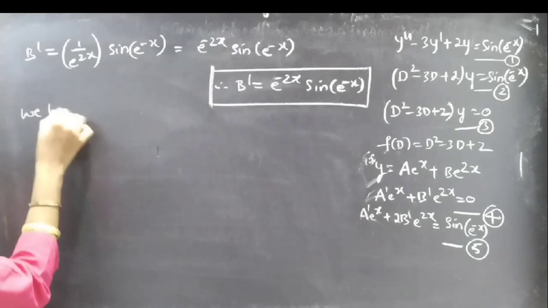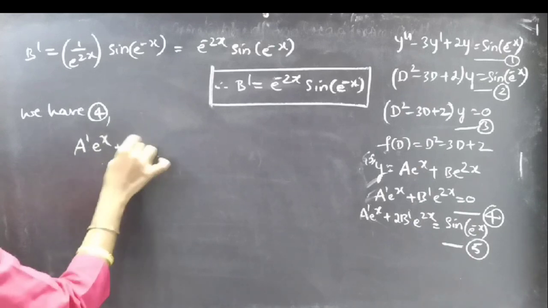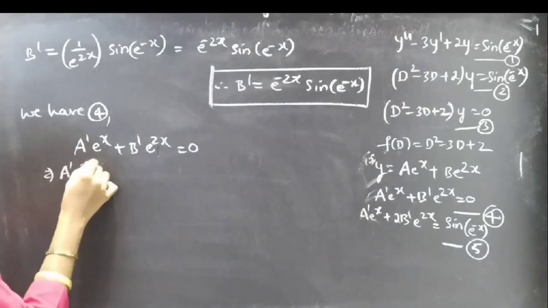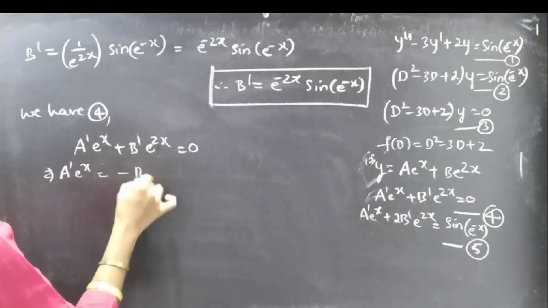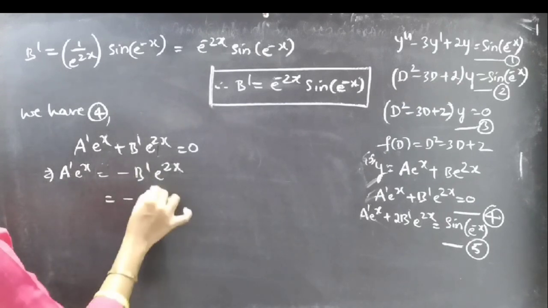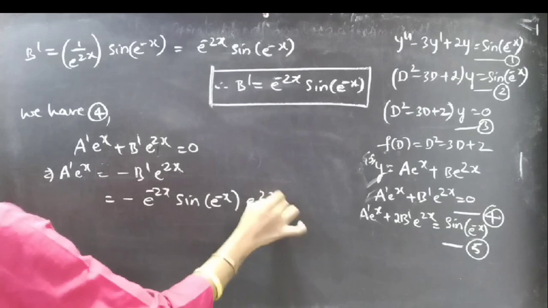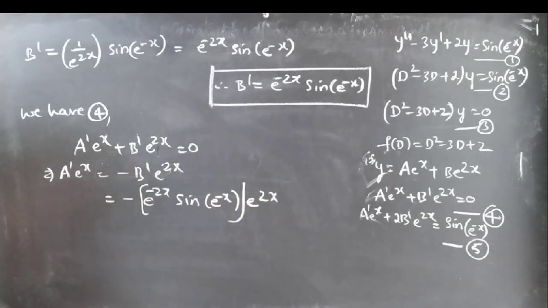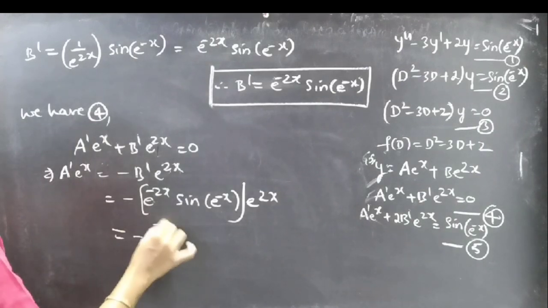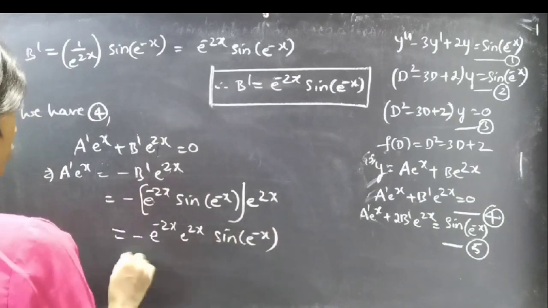We have equation 4, a dash e power x plus b dash e power 2x equals 0. Now let's take the second term to the RHS, then we'll get a dash e power x equals minus b dash e power 2x. Now let's replace b dash with e power minus 2x sine e power minus x into e power 2x, right? This gives us minus e power minus 2x into e power 2x sine of e power minus x, right?